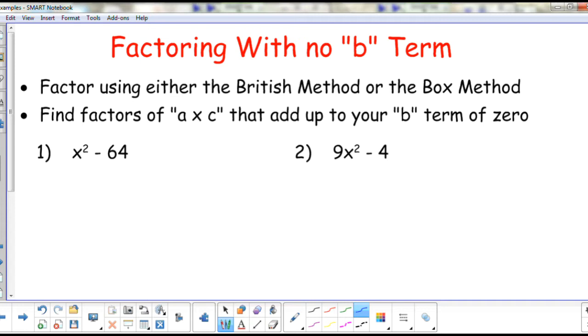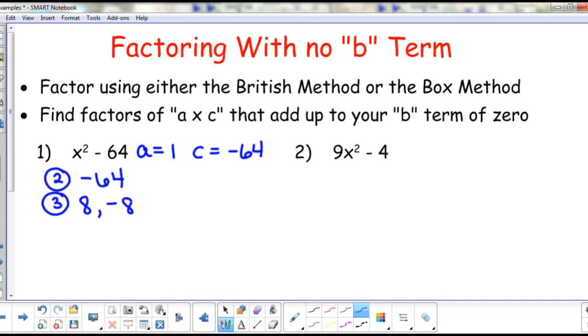So if I take my a term, which in this case is 1, and my c term, which is negative 64, and I multiply them, I get a negative 64. So I want two numbers that multiply to give me a negative 64 that add up to 0. So those two numbers would be positive 8 and negative 8, because 8 times a negative 8 is a negative 64, but 8 plus a negative 8 is 0.